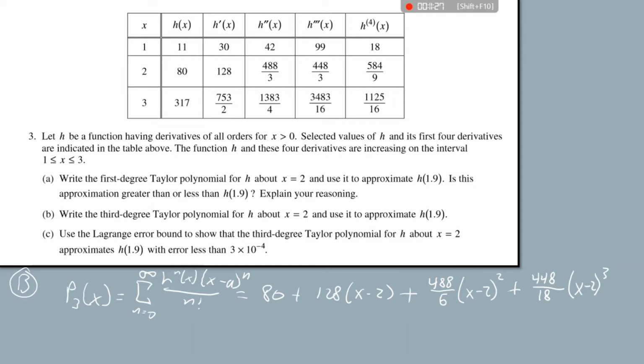So that's our third degree Taylor polynomial. And then use it to approximate h at 1.9. So I could say h at 1.9 is roughly equal to p3 at 1.9, which is what happens if I plug in here. I think I'm just going to pull up a calculator for this one.